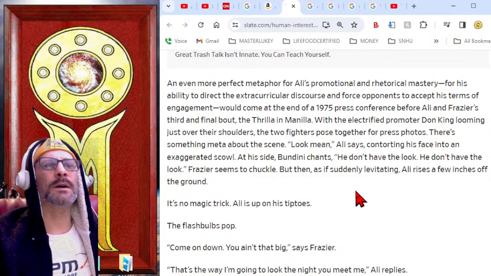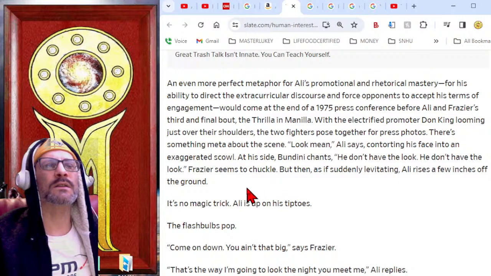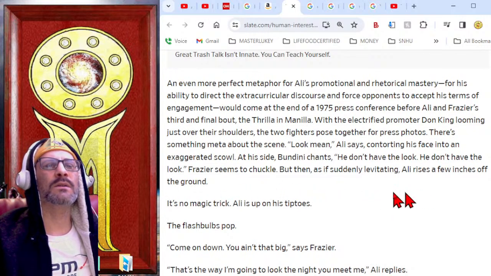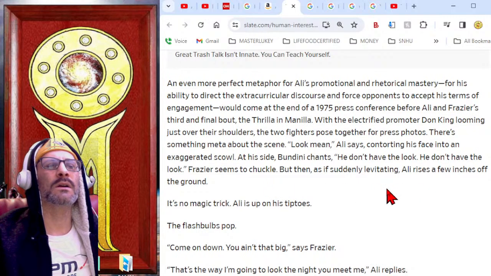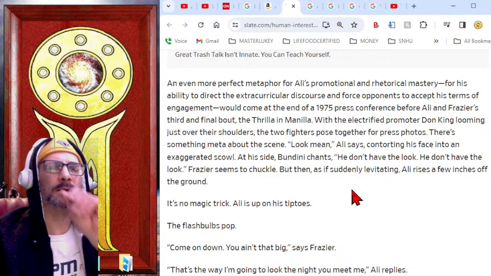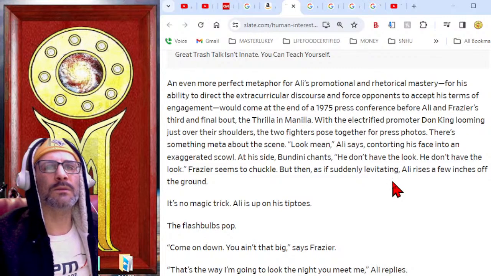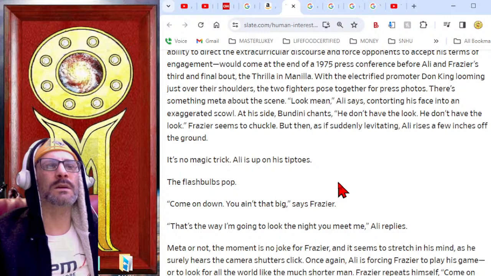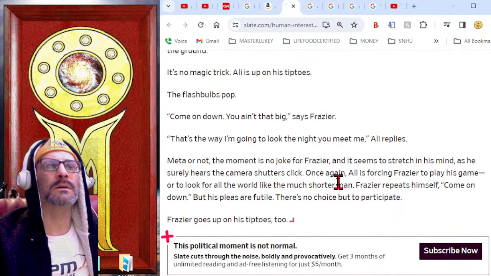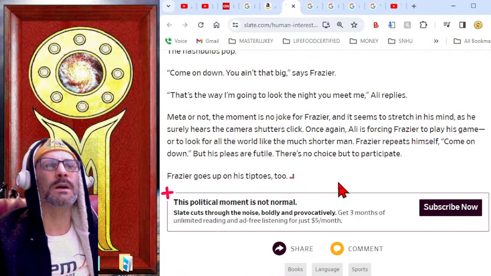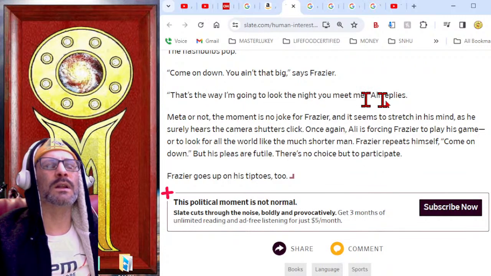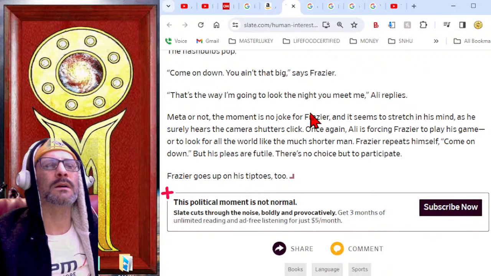There's something meta about the scene. "Look mean," Ali says, contorting his face to an exaggerated scowl. At his side, Bundini chants, "He don't have the look, he don't have the look." Frazier seems to chuckle, but then, as if suddenly levitating, Ali rises a few inches off the ground. It's no magic trick. Ali's up on his tiptoes. The flashbulbs pop. "Come on down, you ain't that big," says Frazier. "That's the way I'm gonna look the night you meet me," Ali replies.